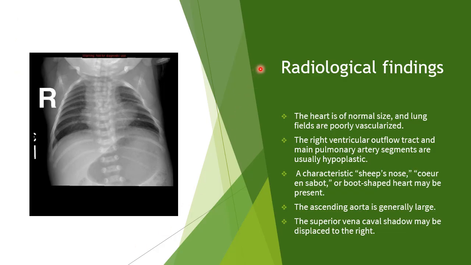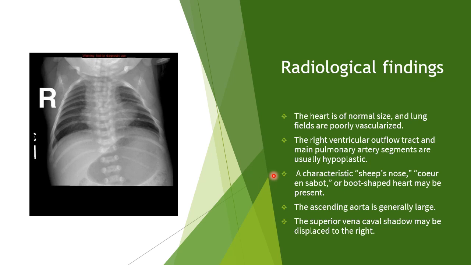Radiological findings of tetralogy of Fallot. The heart is of normal size and lung fields are poorly vascularized. The right ventricular outflow tract and main pulmonary artery segments are usually hypoplastic.